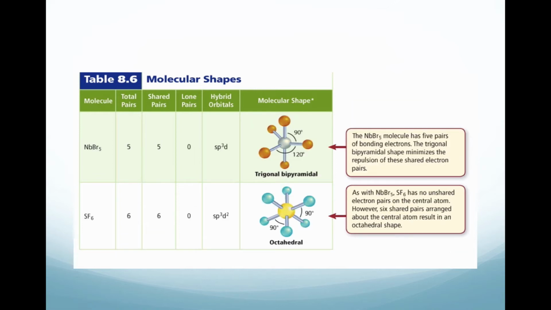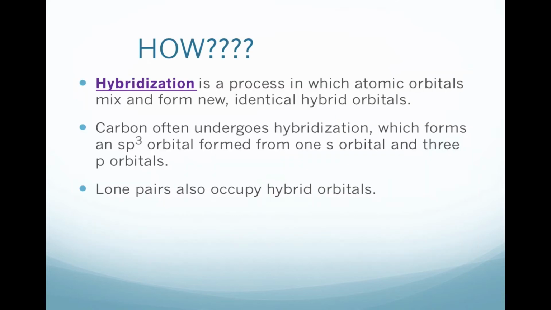These are further examples of molecular arrangements. Trigonal bipyramidal has one central atom and five outer atoms. And octahedral has one central atom and six outer atoms. We'll look more at that when we do a lab with molecular shape.